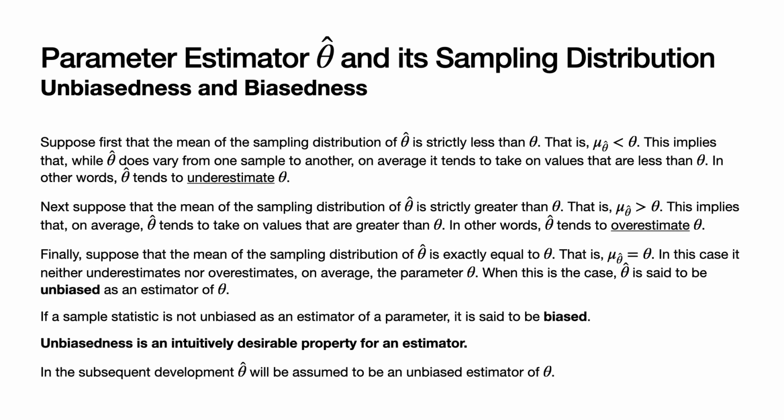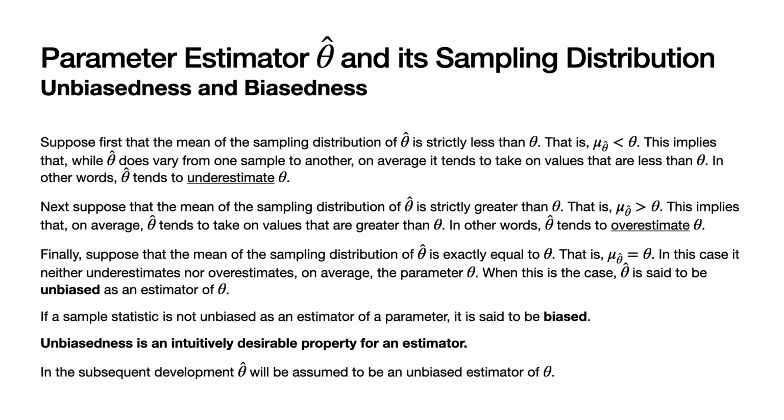Suppose first that the mean of the sampling distribution of theta hat is strictly less than theta. That is, that mu sub theta hat is less than theta. This implies that while theta hat does vary from one sample to another, on average, it tends to take on values that are less than theta. In other words, theta hat tends to underestimate theta.